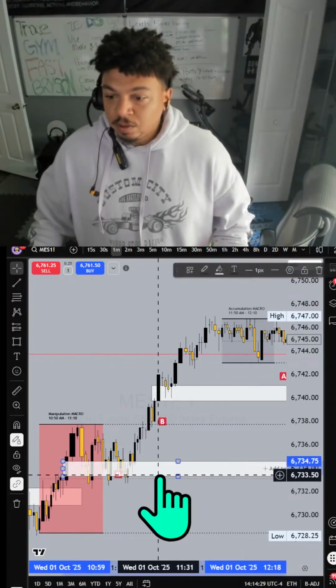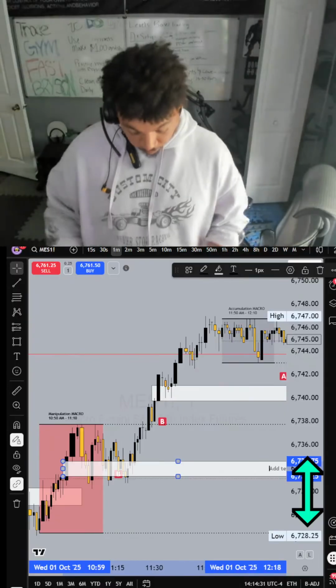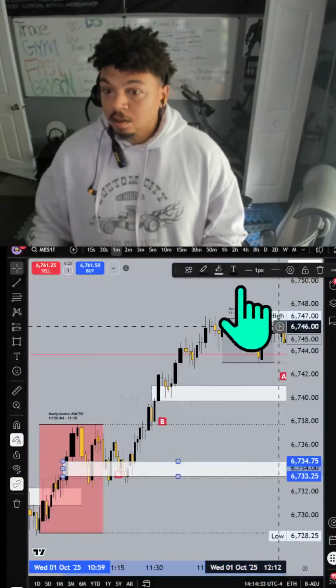With the Bs, you could use the B with the fair value gap right here.